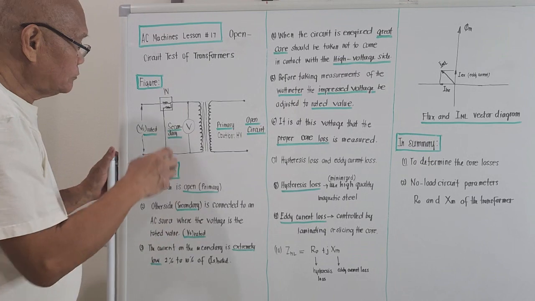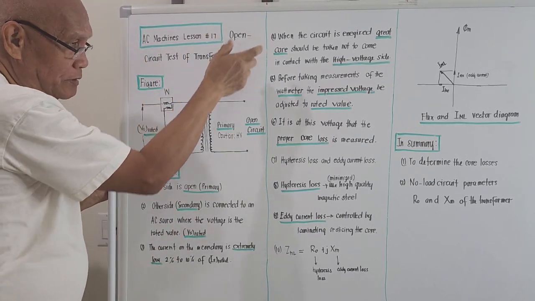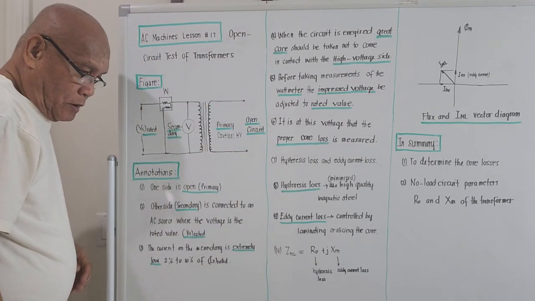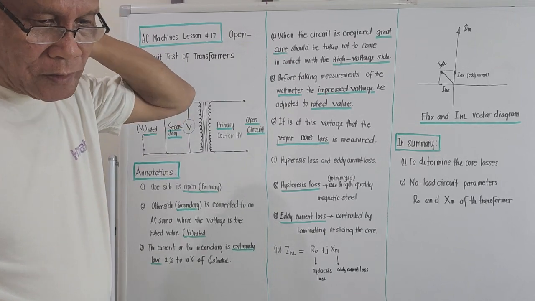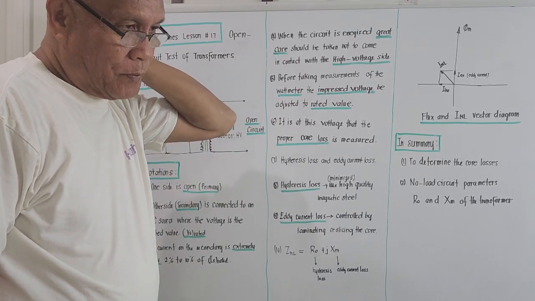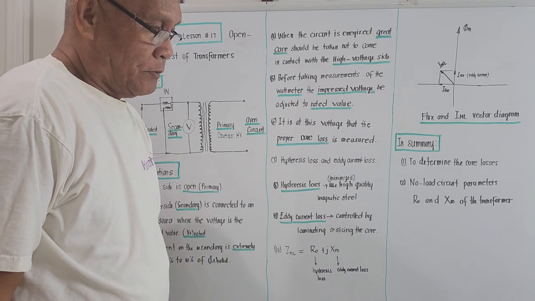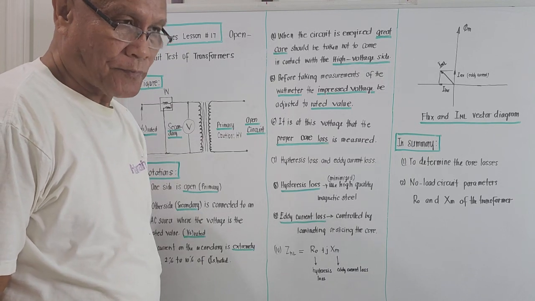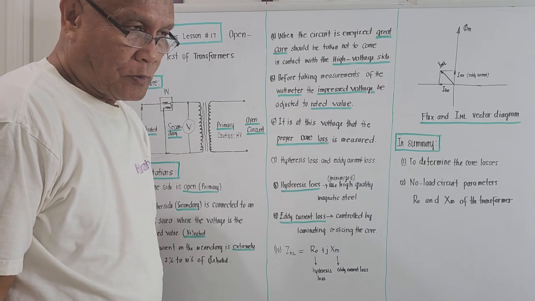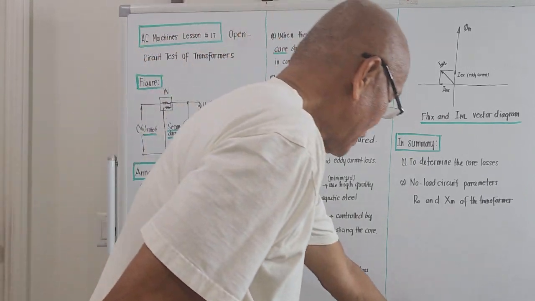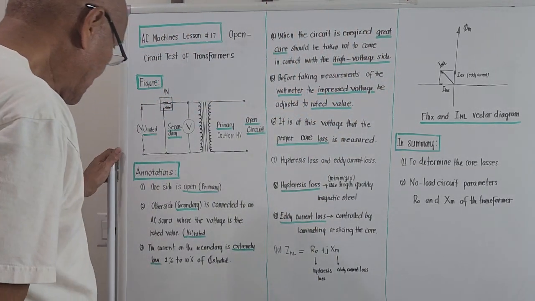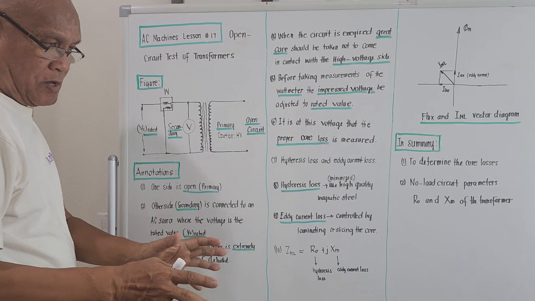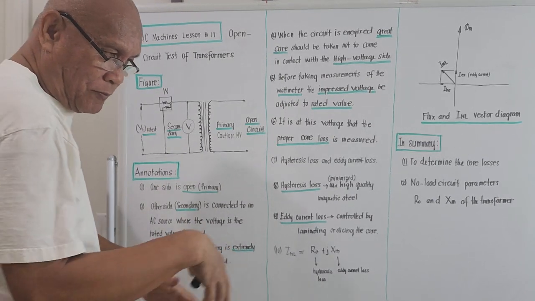AC Machines, lesson number 17, and the title of the topic is Open Circuit Test of Transformers. The last time around, the topic was a problem involving the short circuit test. Tonight, I will be presenting the concepts and the circuit diagrams on how to perform an open circuit test for a transformer. Let's try to bring out the figure.